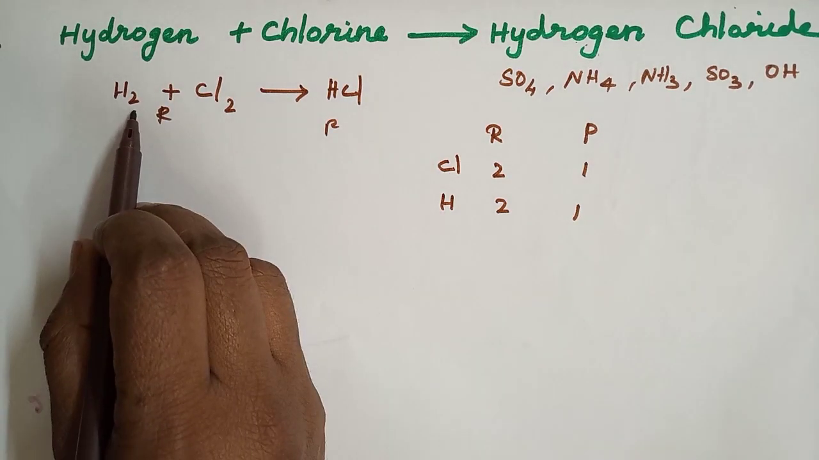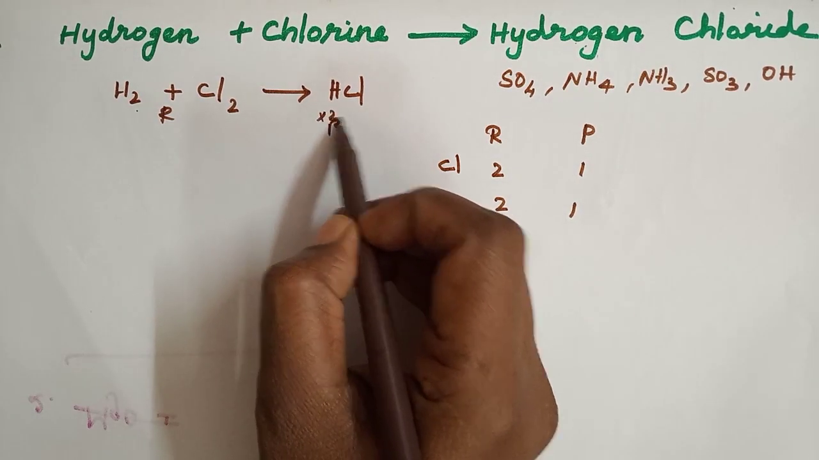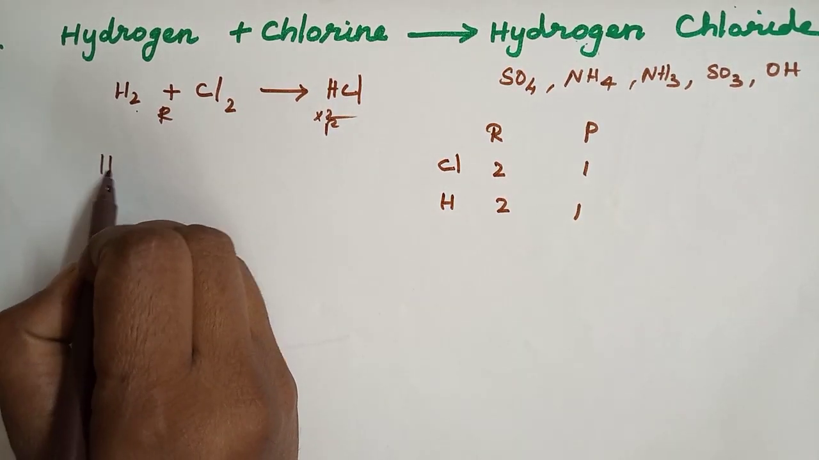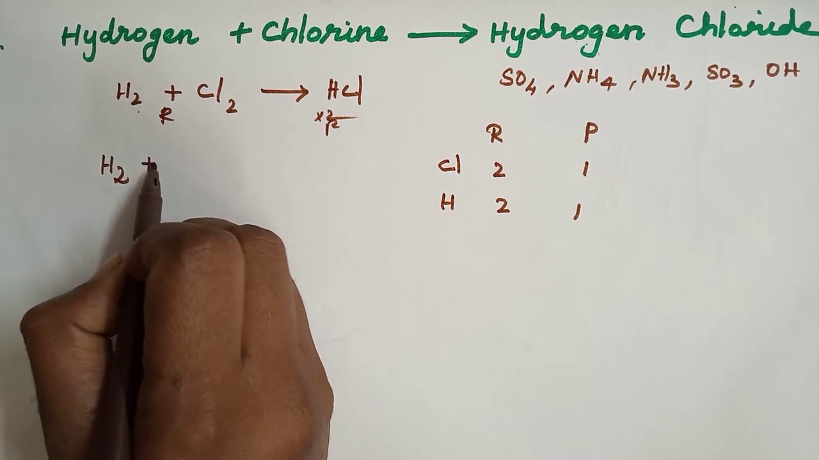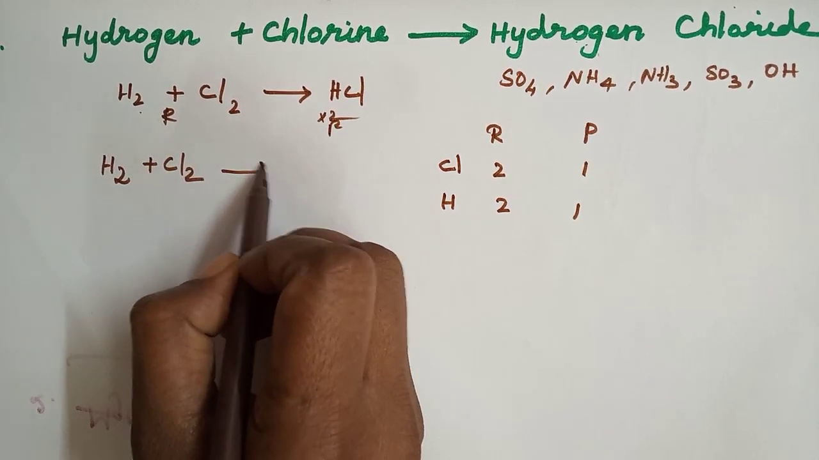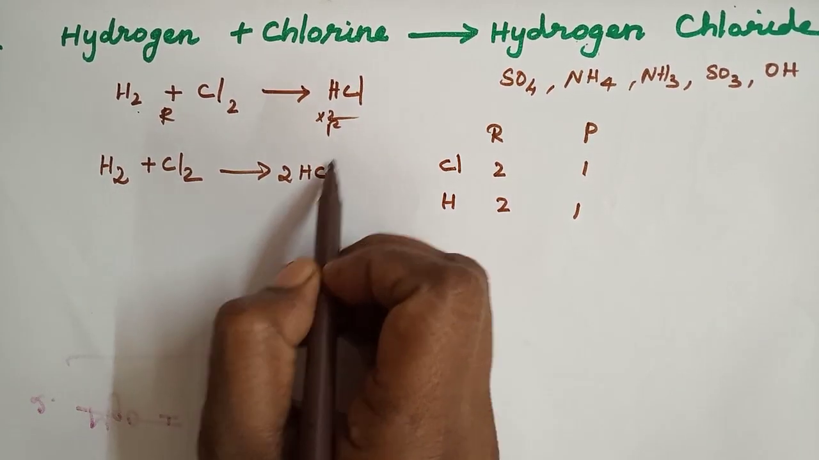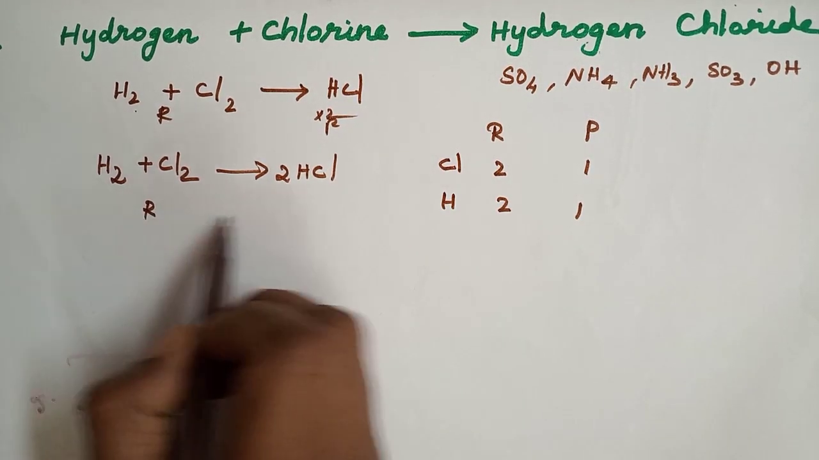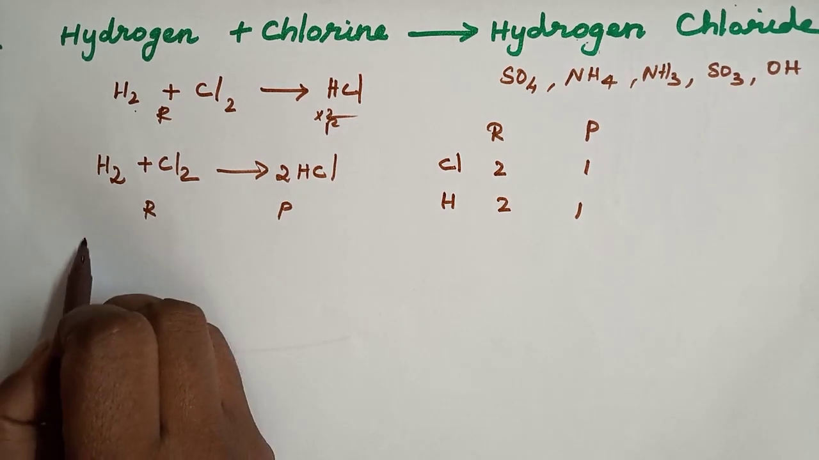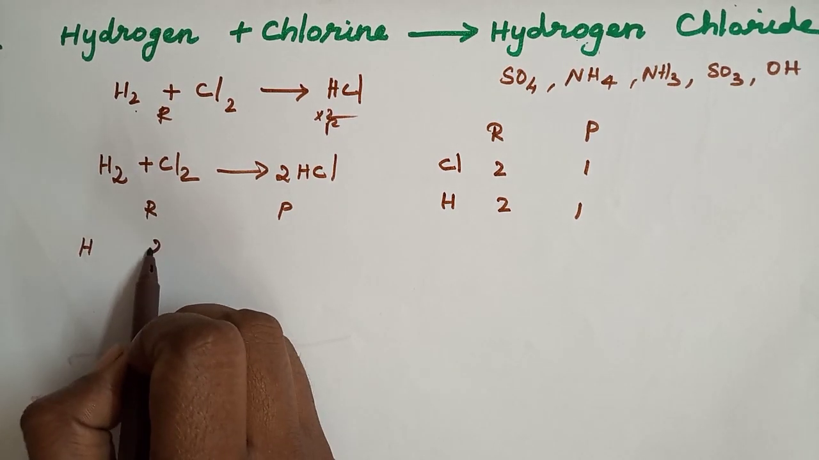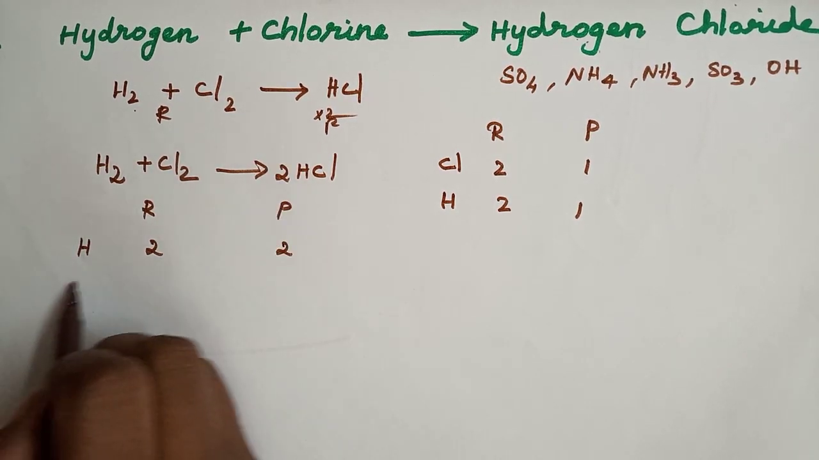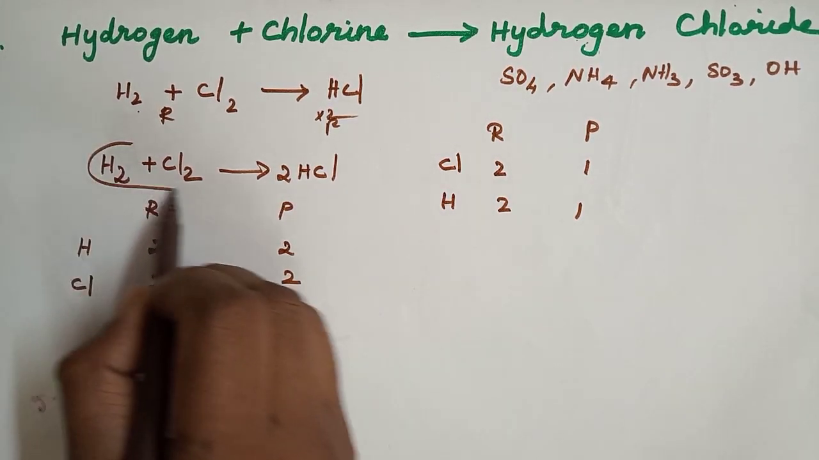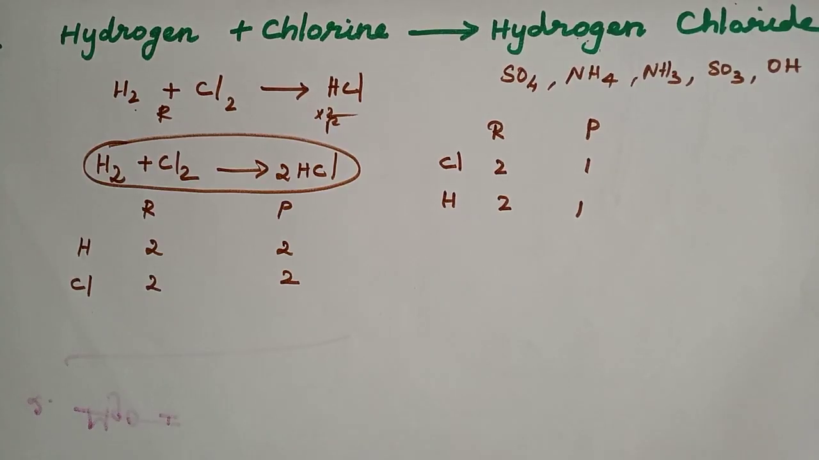So here 2 H is there, no? So we can multiply by 2. By then, what will happen? See, H2 plus Cl2 gives 2HCl. Now shall we balance once again? Reactant side, product side. H, how many H do we have? 2. This side 2. How many Cl do we have? 2. Now this equation is balanced.